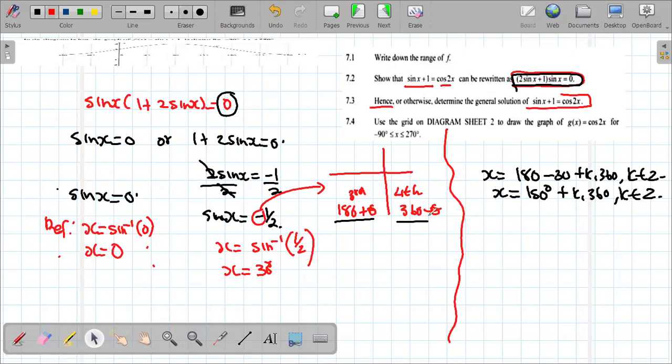Where else? In the fourth quadrant, X equals 360 minus 30 degrees plus k·360, where k is an element of the integers. So our X will be 330 degrees plus k·360. Okay, done. How many marks? It was 6 or 5, somewhere there. So that's a general solution.